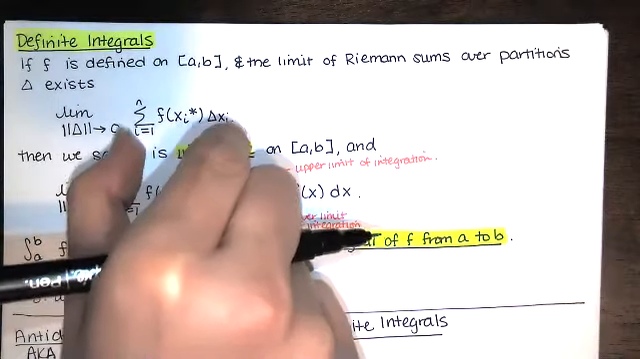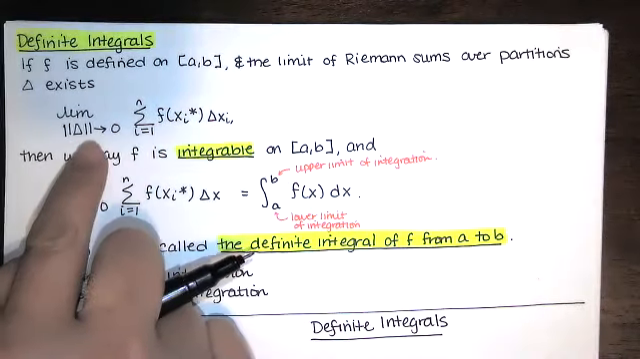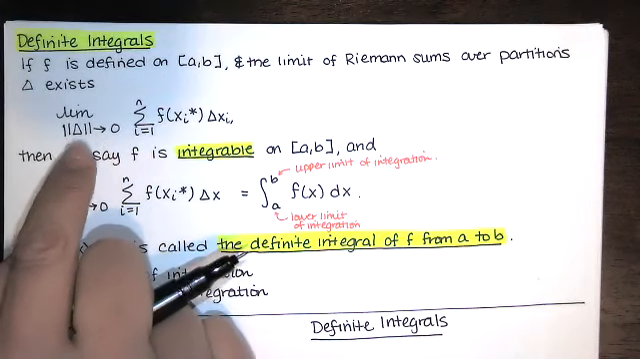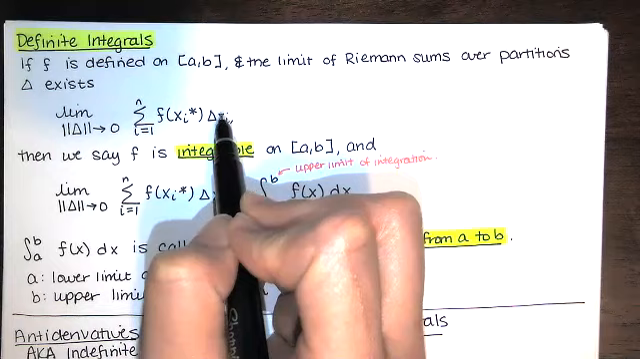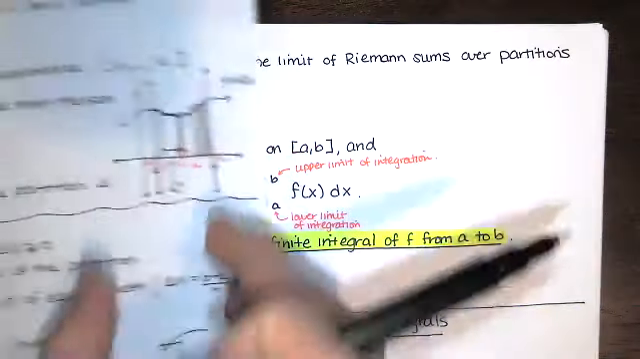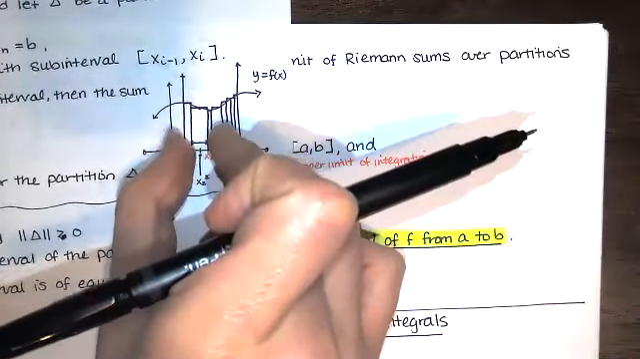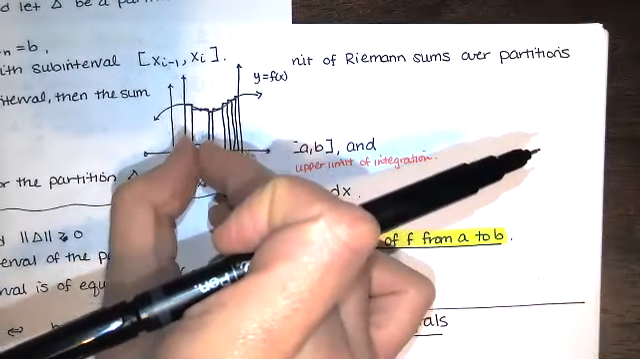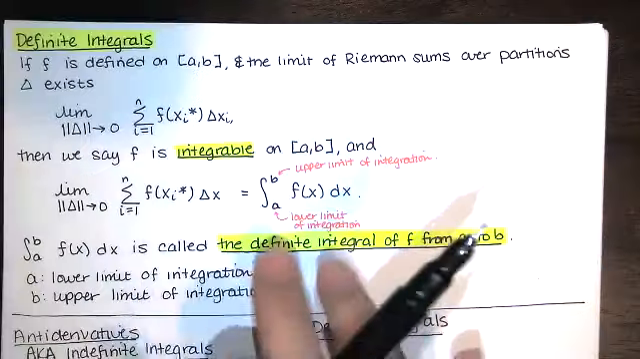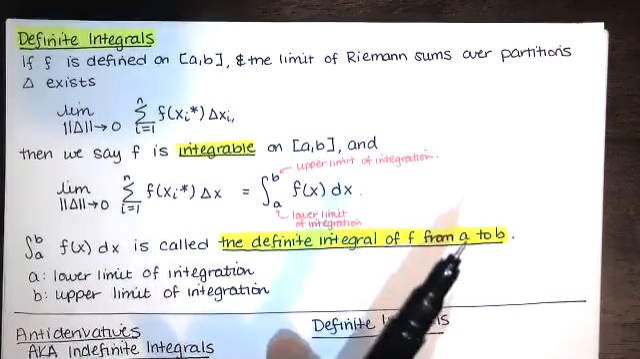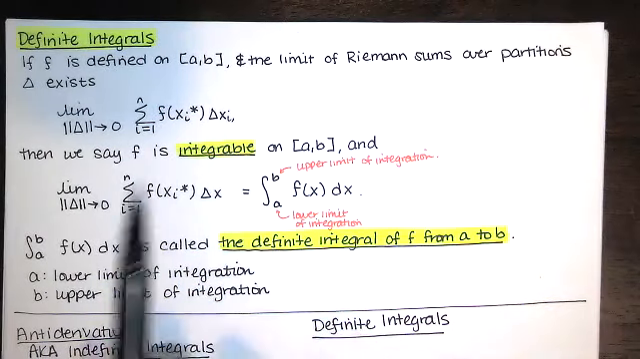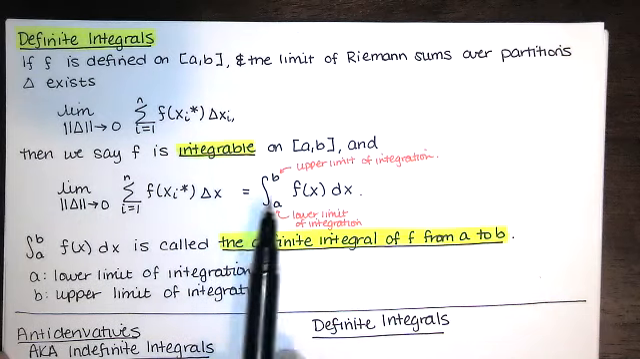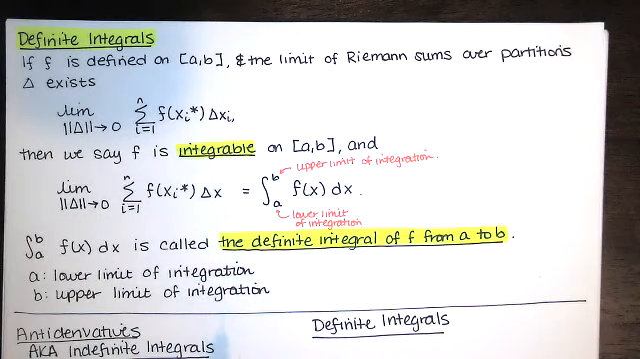If the limit of this as the norm of the partition goes to 0, which means that all of those delta x sub i go to 0, so that means there's not any rectangle that just sort of stays wide. They all get very, very, very small, infinitely thin, so thin, we're going to write a dx here. Then we say that the function is integrable, and this limit is defined to be this definite integral.